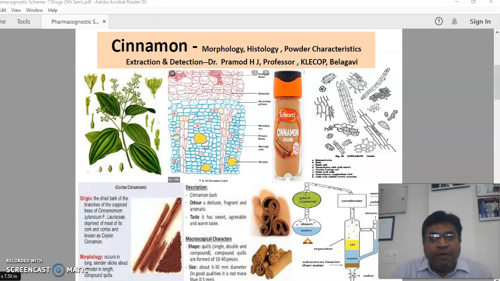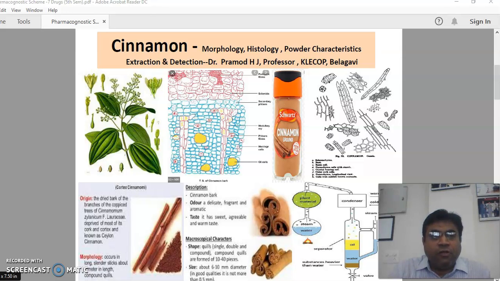I am presenting in front of you this particular drug, cinnamon, which basically consists of volatile oils. So all these essential oils or volatile oils are available in our nature. Cinnamon is one of the drugs which is very much useful as a flavoring agent, and not only a flavoring agent but also used extensively in the preparations of various culinary items. In Hindi it is called dalchini.